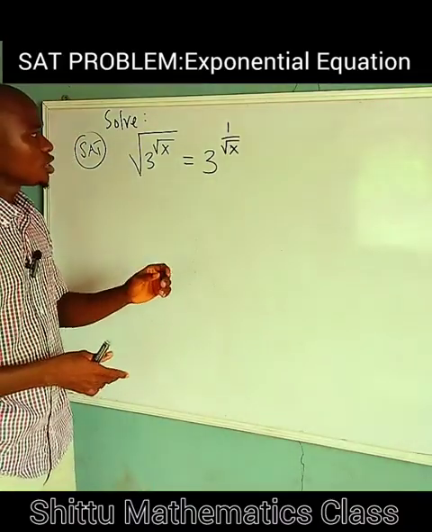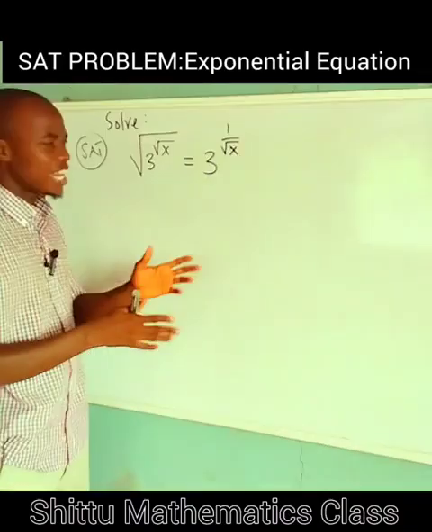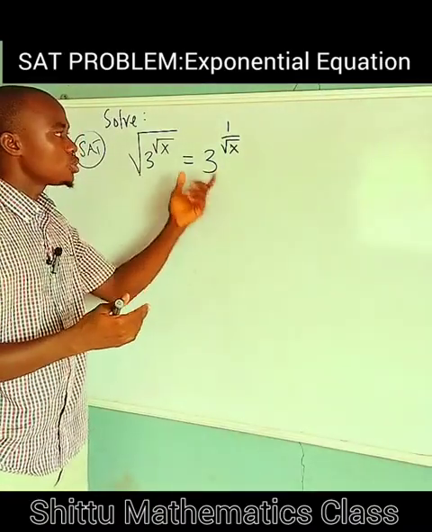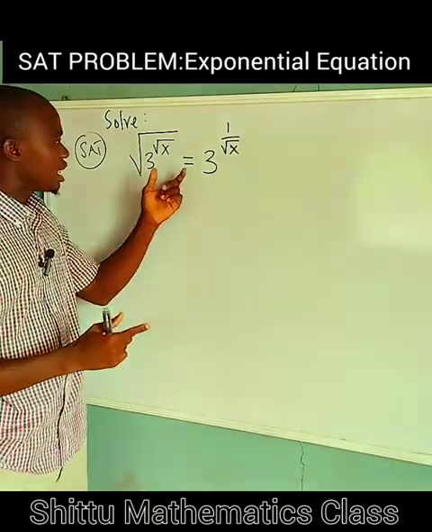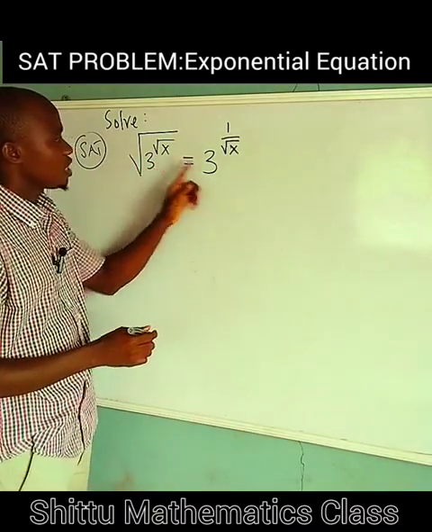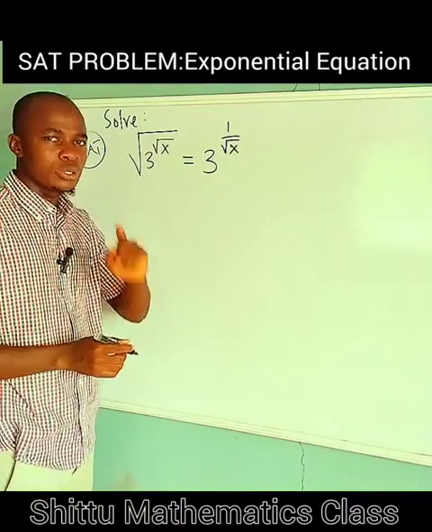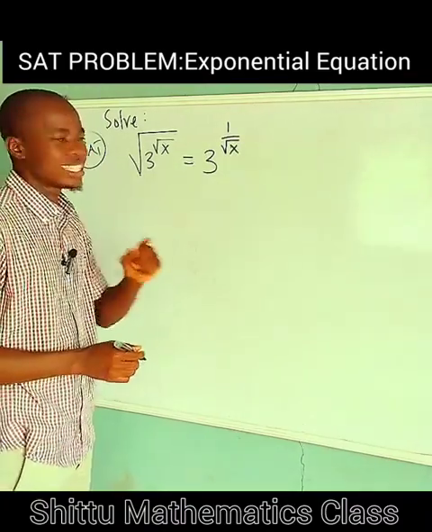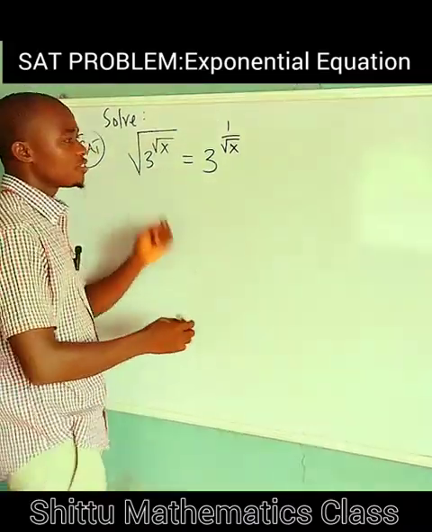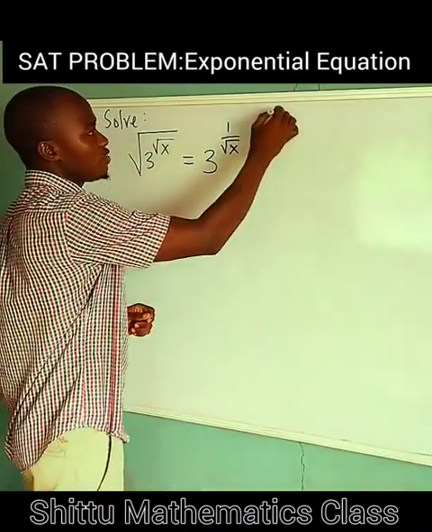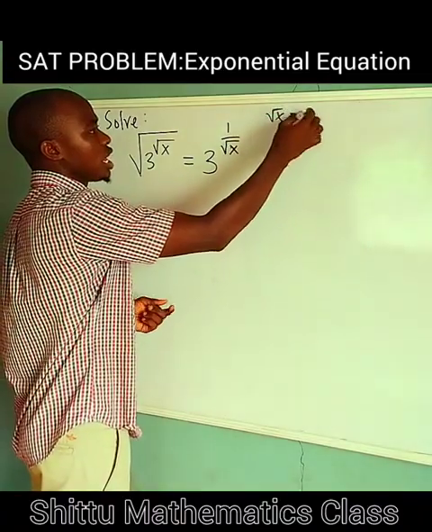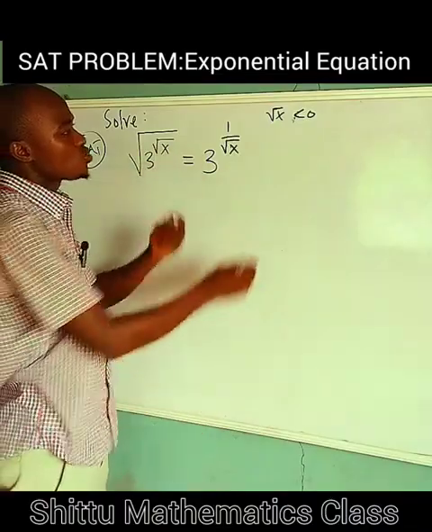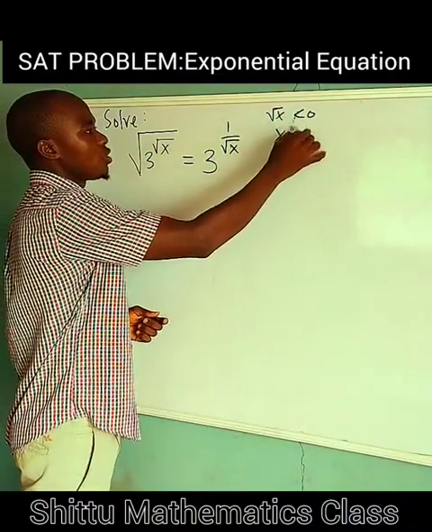Let us also determine what the value of x is going to be. When you look at this, you can see that we have root x here and root x here. The square root of a number cannot give a negative. Therefore we cannot have root x to be negative, so x will always be greater than or equal to 0.